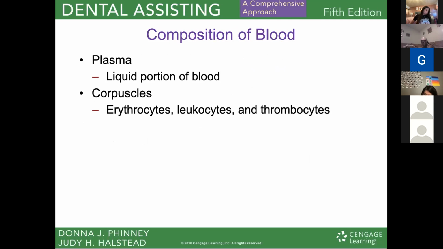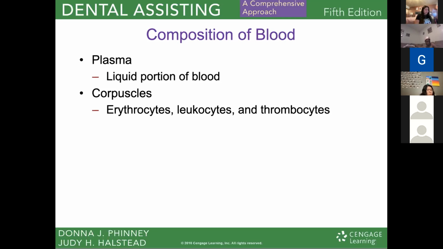The average person has about 4 to 6 liters of blood circulating throughout the body. The liquid portion of the blood is called plasma and is made up of about 91% water, so mostly water. It carries nutrients, hormones, and wastes. The solid part of the blood is called corpuscles, of which there are 3 types. We have erythrocytes, which are the red blood cells. Those contain hemoglobin, which is a protein that allows them to carry oxygen.